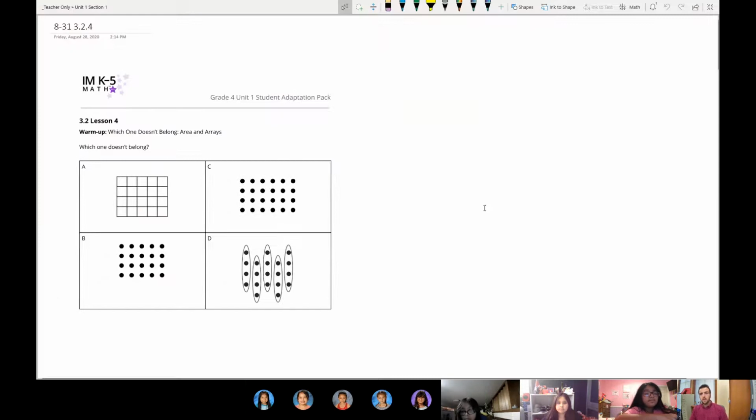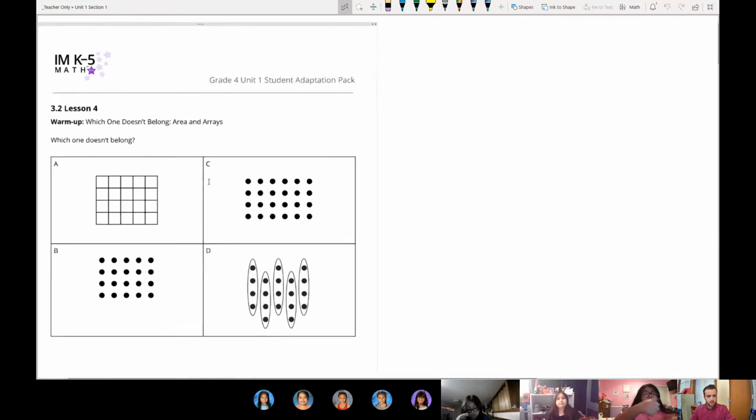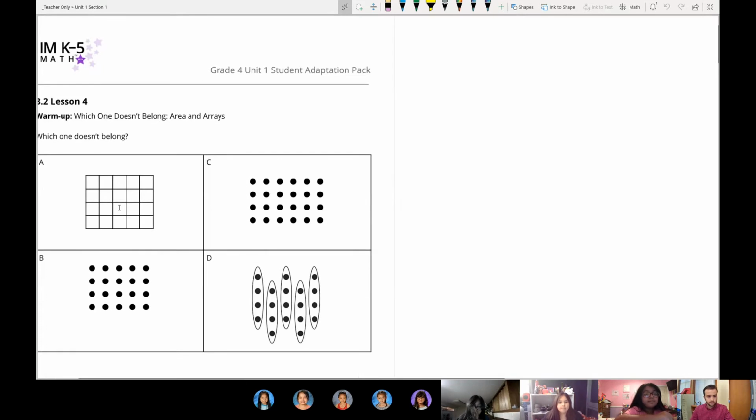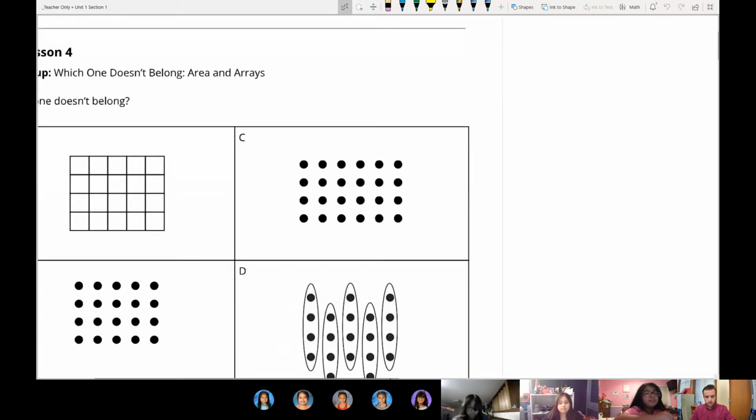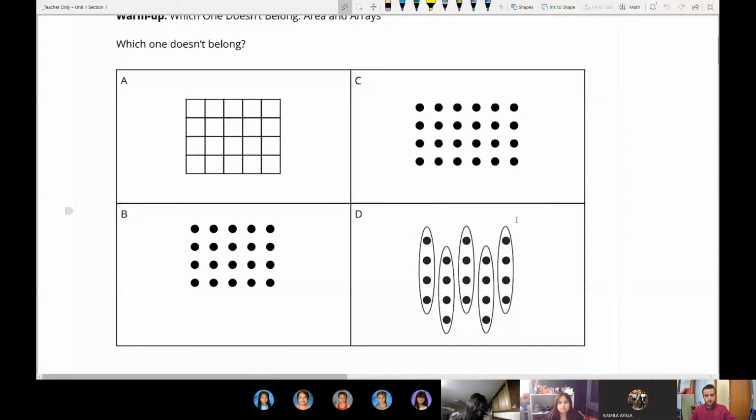All right. Can you give me thumbs up if you see the 3.2 lesson 4? There's four little images there. You can? Great. I'll zoom in a little bit, hopefully make it a little easier to see. All right, here's what we're going to do.